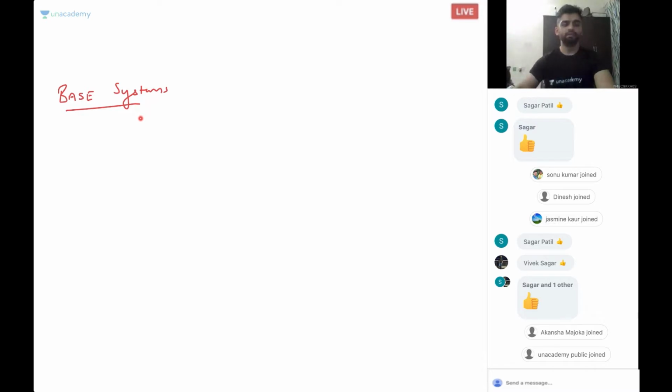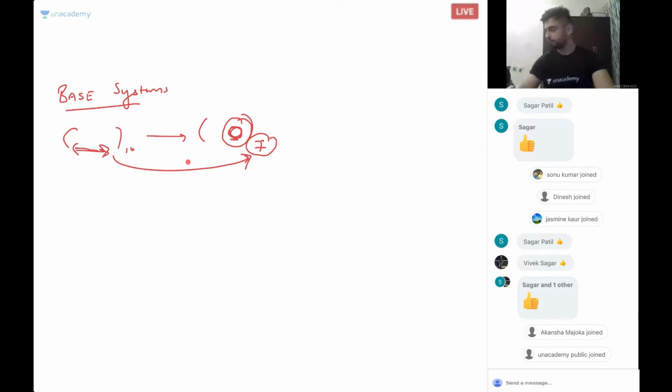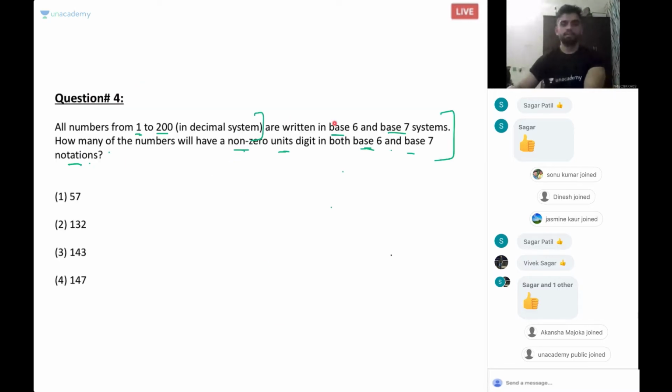Base systems का concept says when you're converting a number from decimal to another base, when you do this conversion it gives you the units digit as 0. Okay, that means this number when divided by this base value will give you the remainder as 0. Or this number is a multiple of this base value. Okay, so this is what is happening here. This question effectively becomes finding out the multiples of 6 and 7.